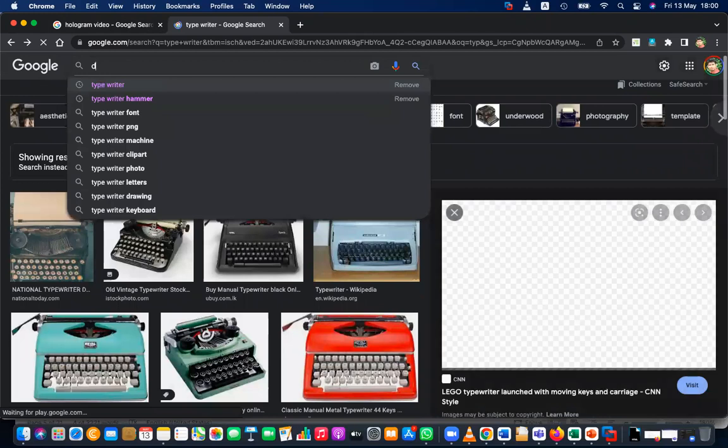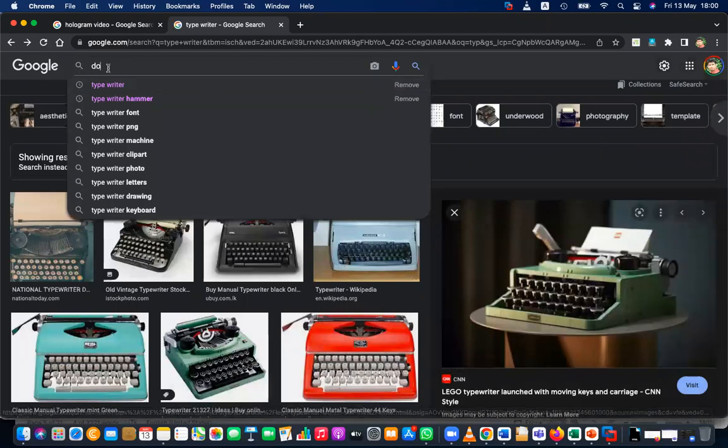All these impact printers are working that way. Dot matrix.